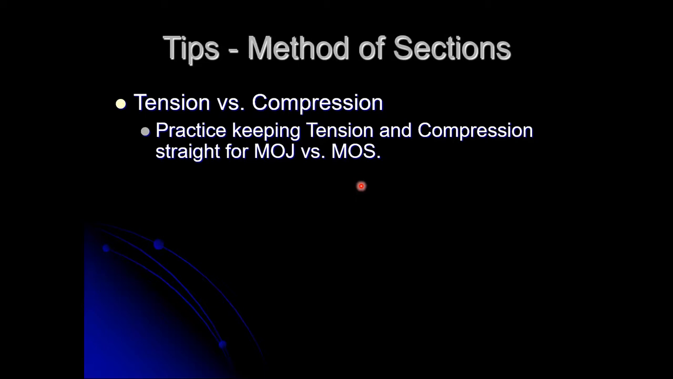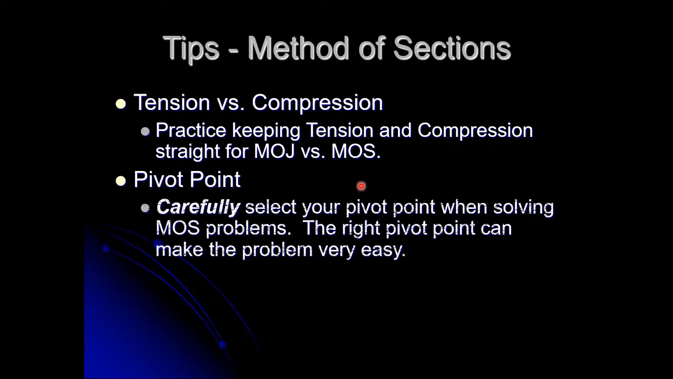And remember, with method of sections, positive means tension, negative means compression. And then always be careful in selecting your pivot point. Don't just jump into a pivot point. Look at it and see which one's going to be best for you. If you carefully select your pivot points for method of sections problems, you can make the problem fairly easy.